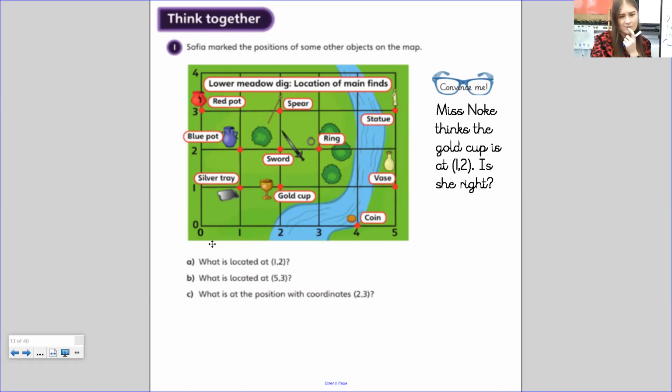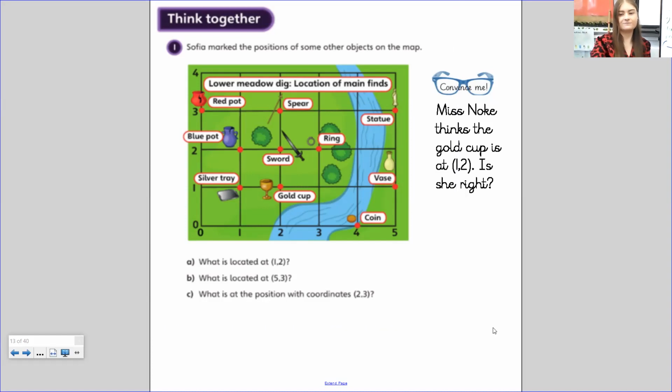Let's see, the gold cup is actually 2 along the corridor and 1 up the stairs. Have a look at those numbers. I've done 2, 1. So I've got them the wrong way round. So you need to remember, along the corridor, up the stairs. Along the corridor, up the stairs. Your turn.